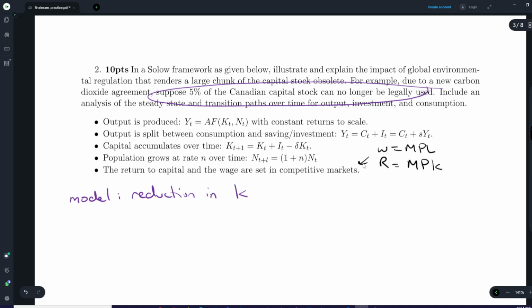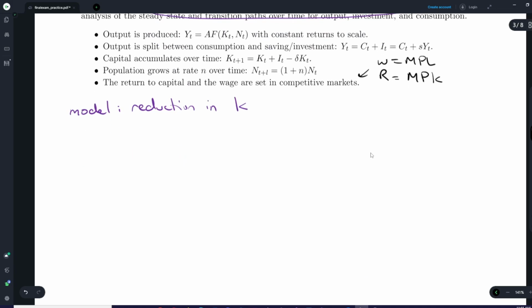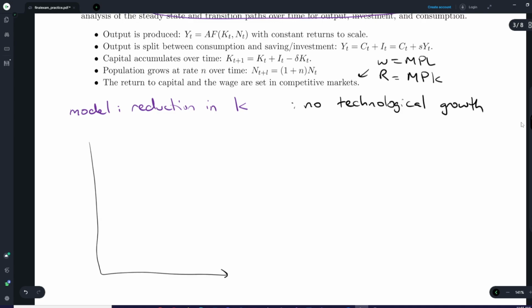So how do we do that in the model? We need to, first of all, analyze the steady state, and let's draw a steady state diagram, right? I notice that there is no technological growth here. A is a constant, so there's no growth. That informs my steady state, right? Here's my steady state, which is a story about K.